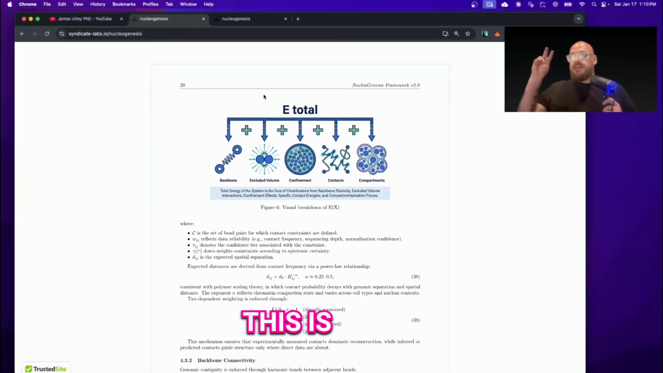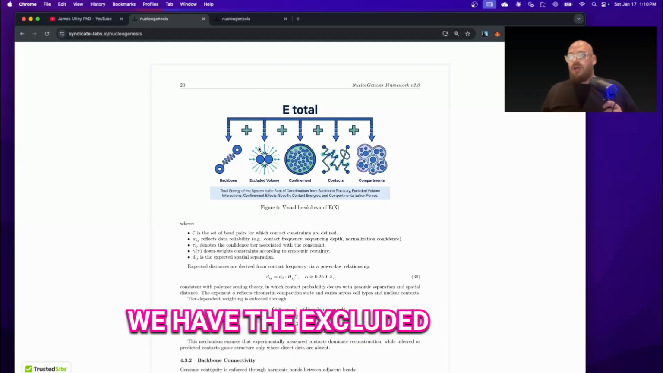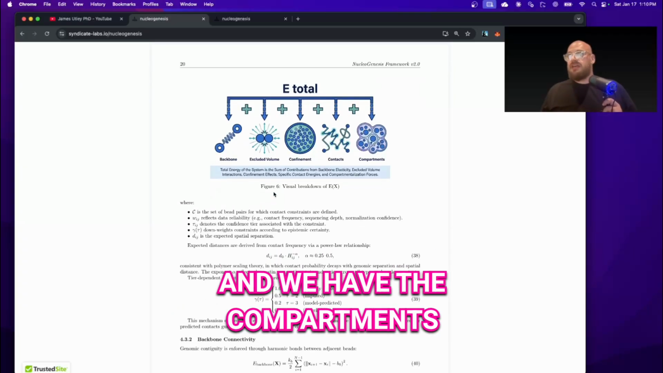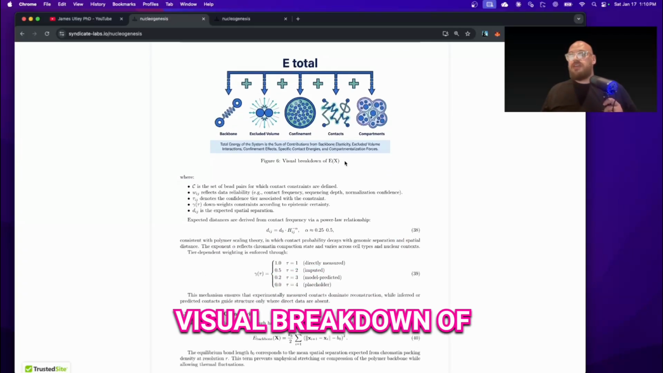So this is your E, E stands for energy, right? So we have the total energy of the system. We have the backbone, the excluded volume, the confinement, the contacts, and the compartments. And that is the visual breakdown of E of X.